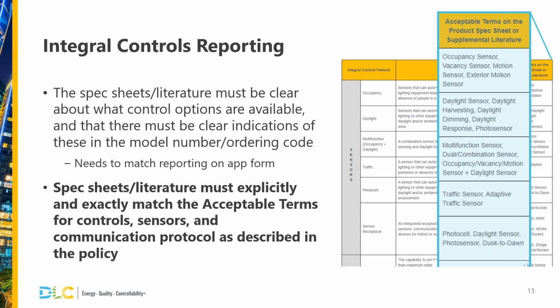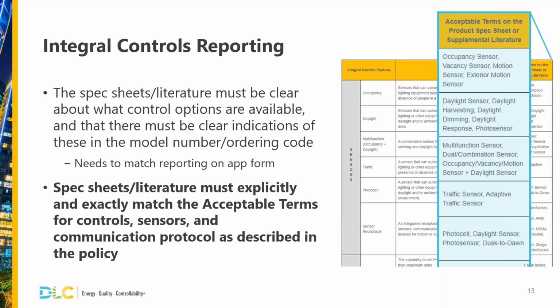For integral controls, it is important that your spec sheet or additional literature that you upload be clear about the control options that are available. They must clearly indicate which model numbers have these options available. It needs to also match the reporting on the application form, as we stated on the previous slide. One important thing to note about integral control reporting is that your spec sheet literature must explicitly and exactly match the acceptable terms for control, sensors, and communication protocol as described in the policy. We've highlighted this section here.